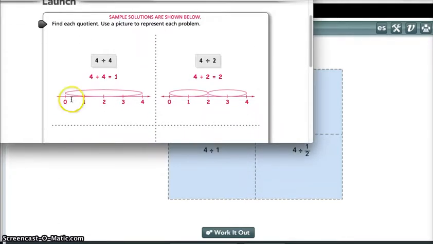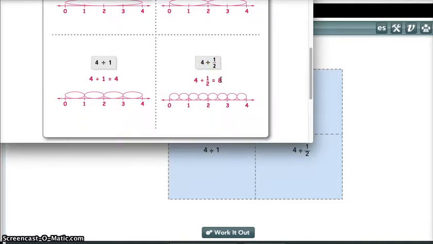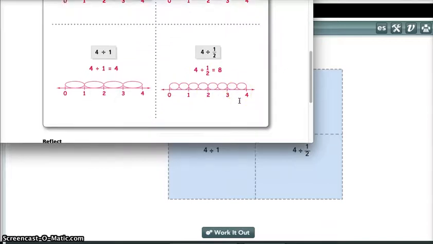Okay, oh, and they're showing you on a number line. 4 divided by 1, one giant circle is 1. 4 divided by 2, we've got 2 groups. 4 divided by 1, we've got 4 circles here. And 4 divided by 1/2, well, we've got a half a circle. Every one has 2 half circles or 2 circles in it. And that would actually end up with 8 circles.